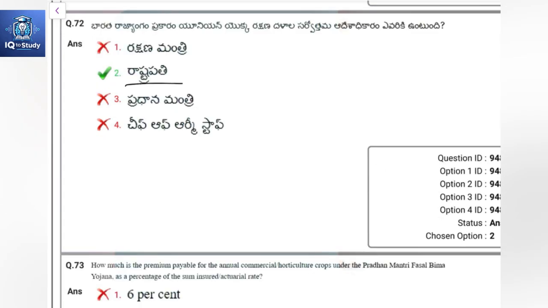Who has ultimate command of the Union Defense Forces? President.